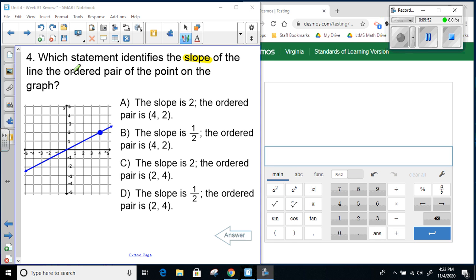They also want us to identify the ordered pair of the point on the graph. And here's the point, they marked it for us in blue. So we need to figure out what that ordered pair is, or its location in the coordinate plane.